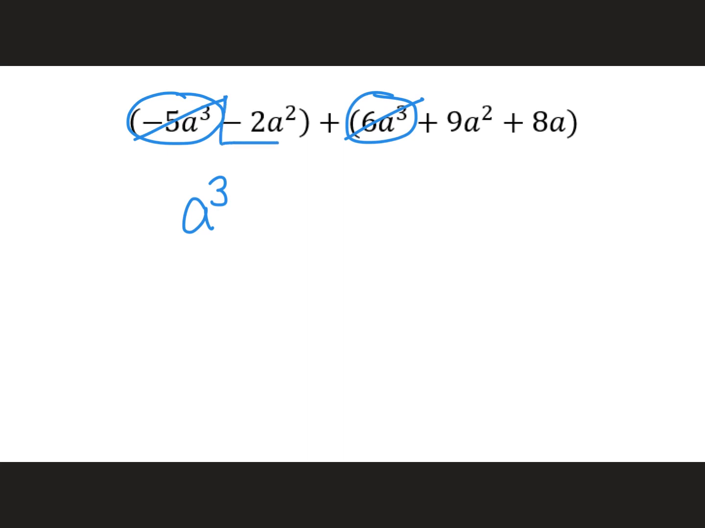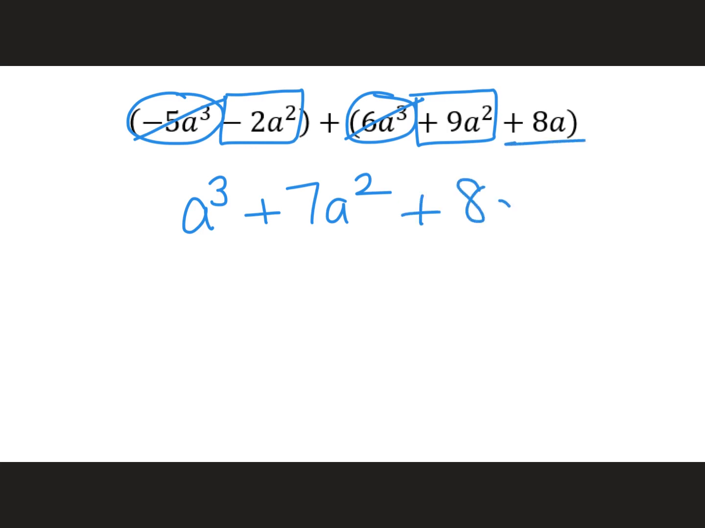The next group is the a squareds. Remember, we're going to include the sign in front of the number. That'll tell us whether it's positive or negative. So I have negative 2 plus a 9. That is a positive 7, a squared. And then finally, I just have this lone guy by himself, so I'm going to tack him on the end, and there we go. That's the answer.